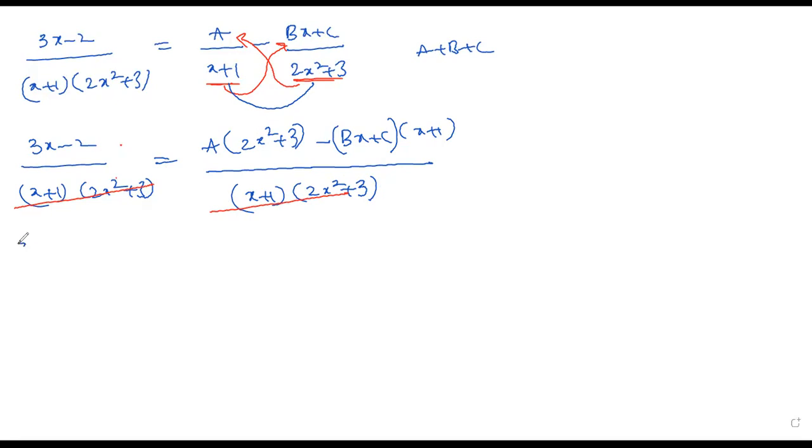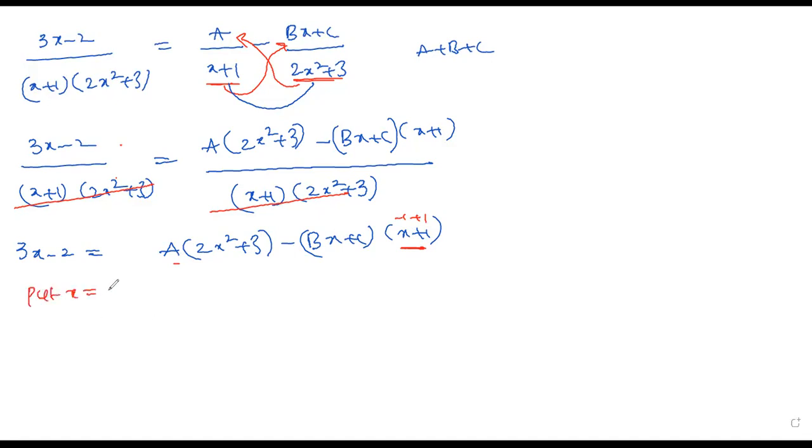Now this is 3x minus 2 is equal to a of (2x square plus 3) minus (bx plus c) of (x plus 1). Here we will use a small trick. If you take -1 in place of x, then -1 plus 1 will become 0, no? 0 into this total part is 0, no? So directly we will get the a value, simple. So I'm taking x is equal to -1.